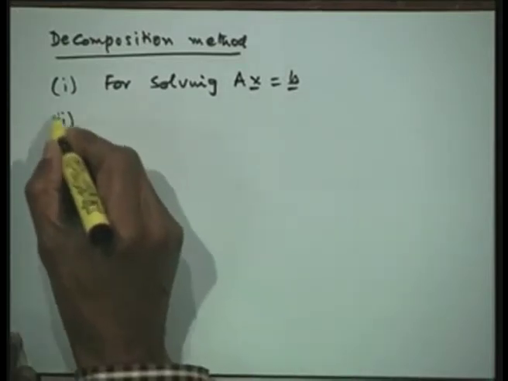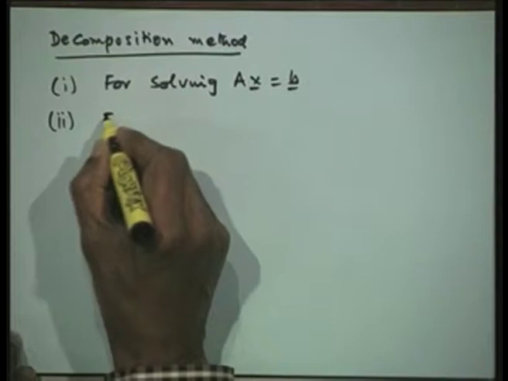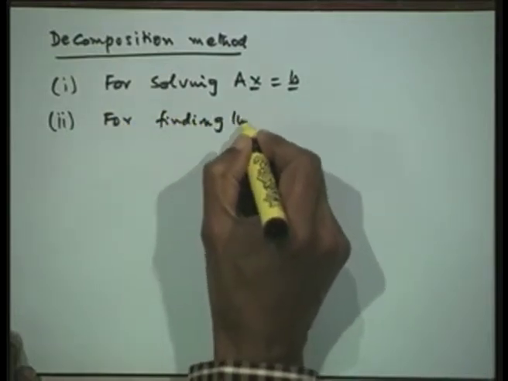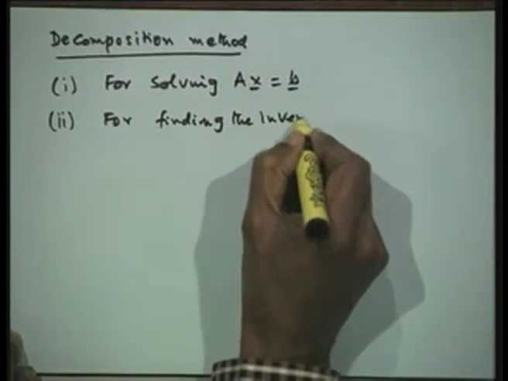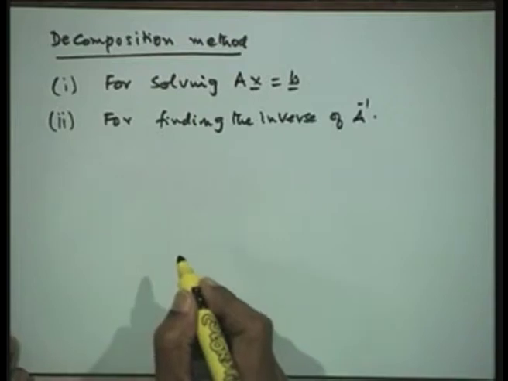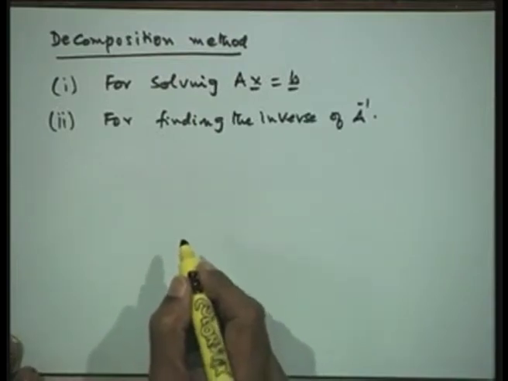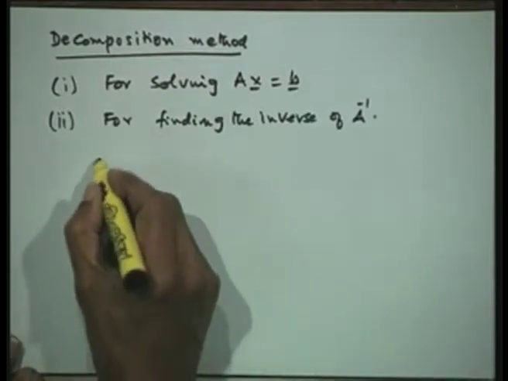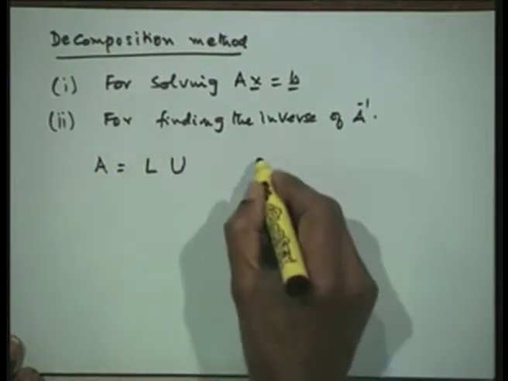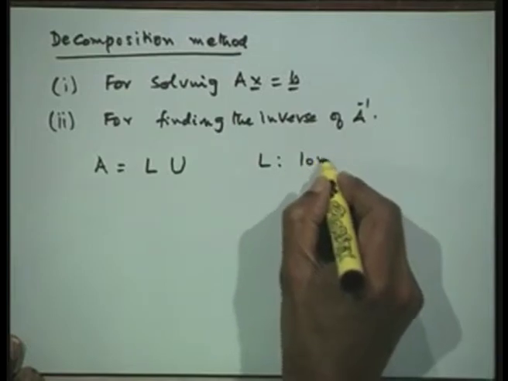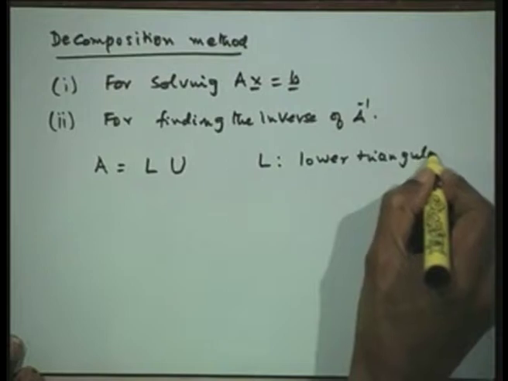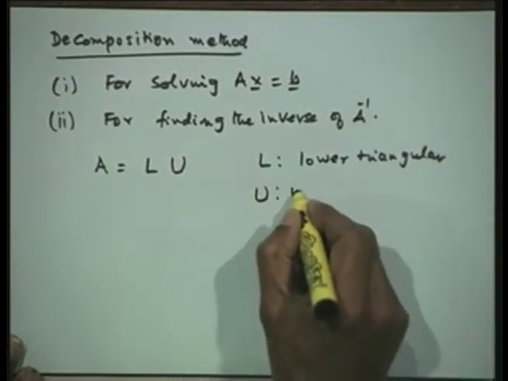Alternately, we can also find the inverse of a matrix, that is, for finding the inverse of a given matrix, A inverse. Now, for this purpose we had written A as the product of L and U. L is a lower triangular matrix and U is an upper triangular matrix.